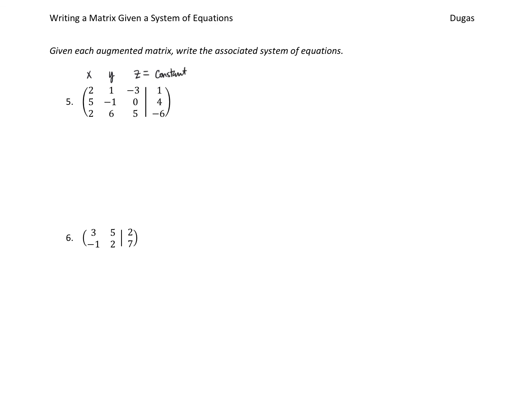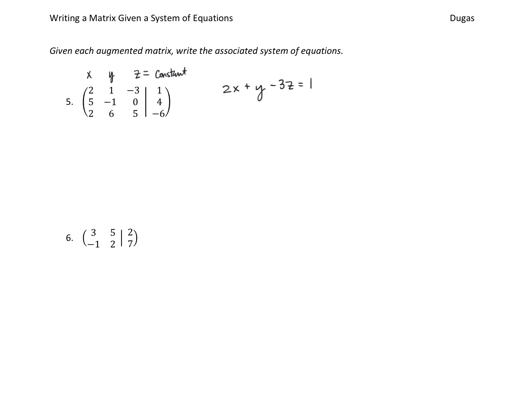Since we have 3 rows, we have 3 equations. So the first row is going to be 2, and since that's in the first column, that's an x, plus 1y, and we don't need to write the 1 in front of the y, we just write y. Then we have a negative 3 in the z column, so that'll be minus 3z is equal to 1.